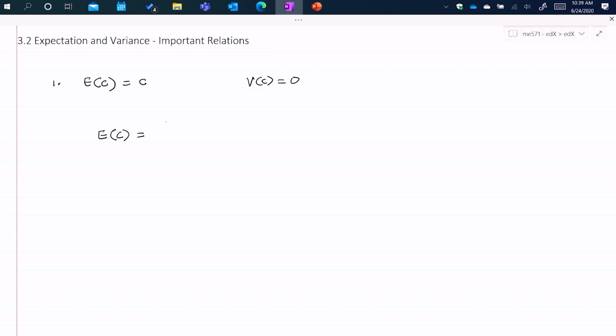Expected value of any quantity, by definition, is the integral going from minus infinity to plus infinity of that quantity times the PDF dx. Owing to the property of the integration, this is c times the integral of f of x dx. And we know the integral of a PDF is equal to 1, because the probability of occurrence of x between minus infinity and plus infinity is 1. Therefore, expected value of a constant is equal to the constant.